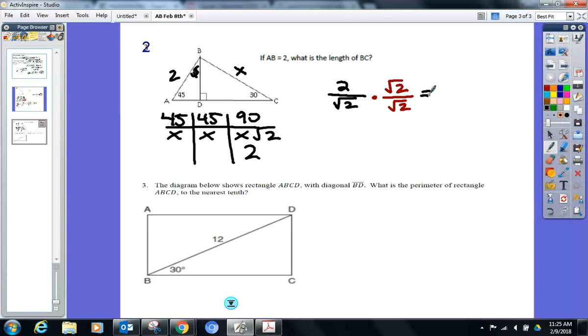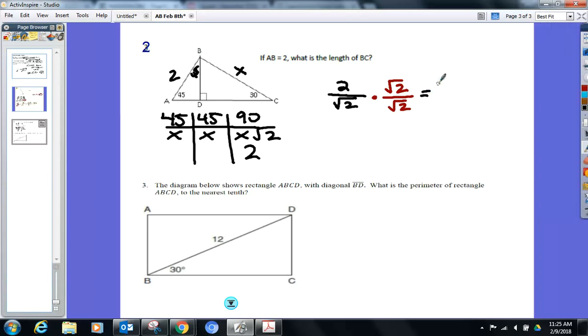So what do I get in the numerator? 2 radical 2, all over 2. And this is why we multiply it by itself, to get rid of the radical. Then yes, simplify. So that's what's across from the 45s, radical 2s.